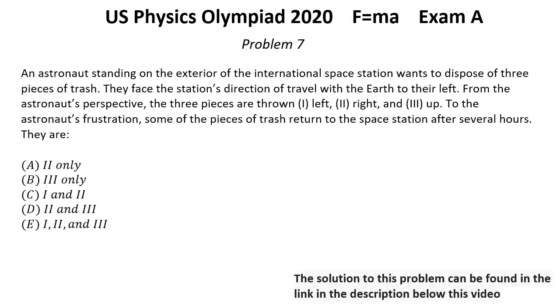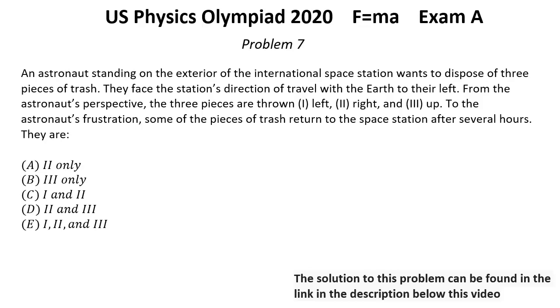Problem number 7. An astronaut standing on the exterior of the International Space Station wants to dispose of 3 pieces of trash. They face the station's direction of travel with the Earth to the left. From the astronaut's perspective, the three pieces are thrown first left, second right, and third up. To the astronaut's frustration, some of the pieces of trash return to the space station after several hours. They are the following.